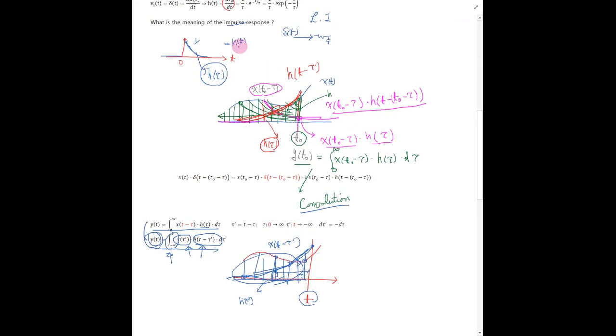So I asked what the meaning of the impulse response is. The impulse response is a sort of weighting factor for the system, and to find the actual system output, we take the convolution operation. So think about what the meaning of the impulse response is and what the convolution operation is.